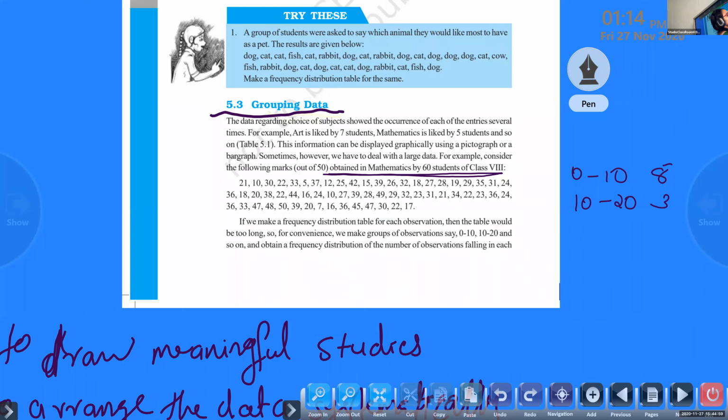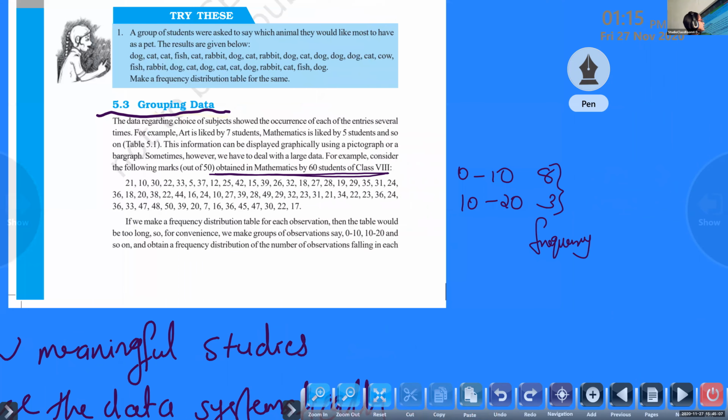And this is known as frequency. And these groups are known as class intervals. So, using the class intervals, we are grouping the given data into different groups or different classes. And corresponding to each class, we will find the frequency.